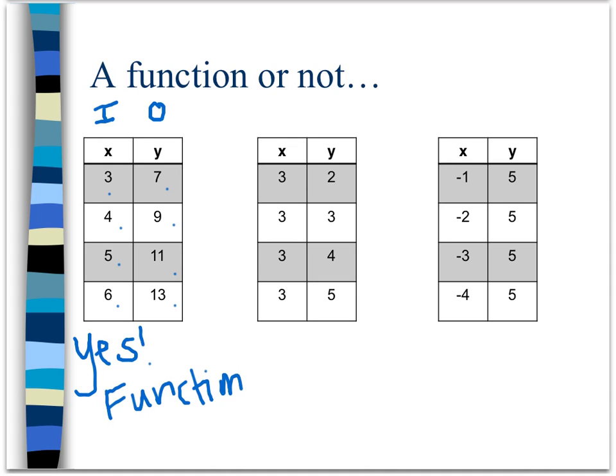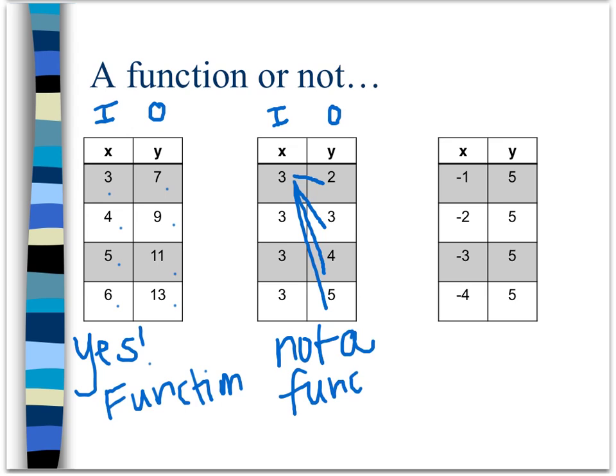When we look at the second one, your x values again are your inputs, your y values are your outputs. Does every input have exactly one output? And in this case, we can say no, because the input of 3 has an output of 2, an output of 3, an output of 4, and an output of 5. Even though it's listed separately each time, that input has multiple outputs. And so we would say that the second one is not a function.